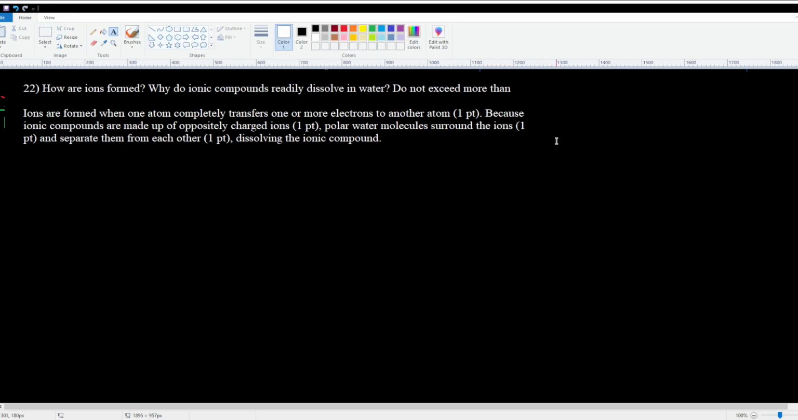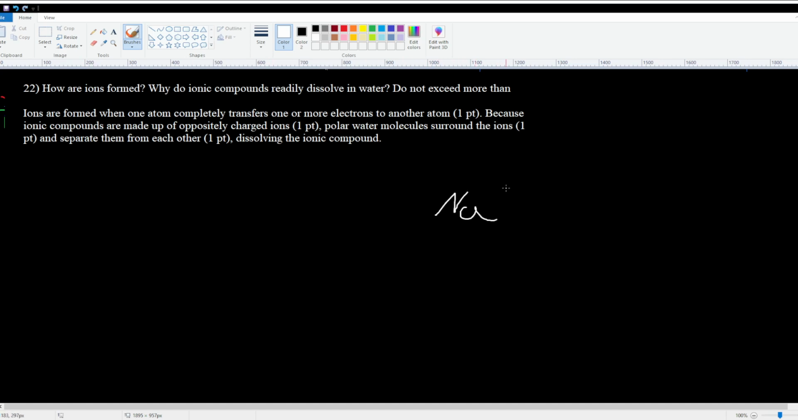So this question is worth 5 points, I believe. One, two, three, four. 4 points actually. Sorry. So how are ions formed? Why do ionic compounds readily dissolve in water? And then it says the rules. Okay, so it's saying ions are formed when one atom completely transfers one or more electrons to another atom. So that's true. That's how ions are formed, right?